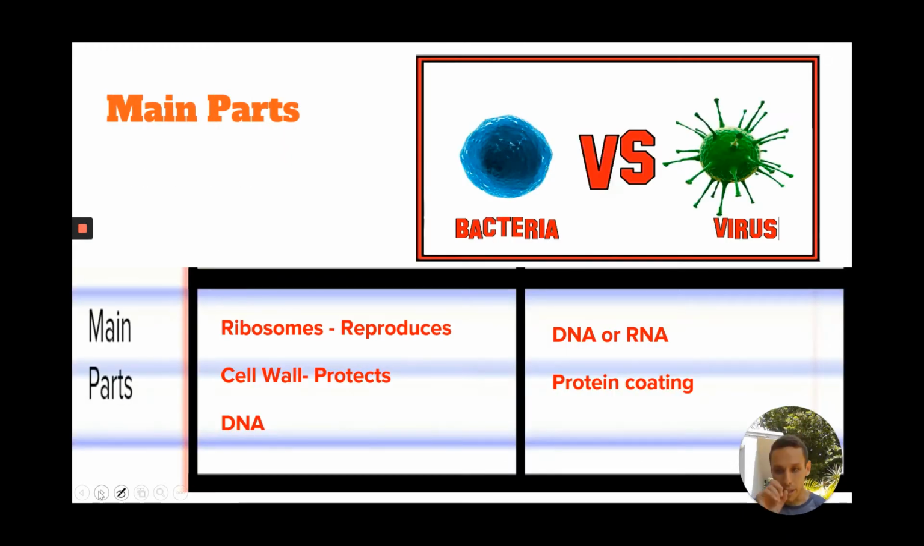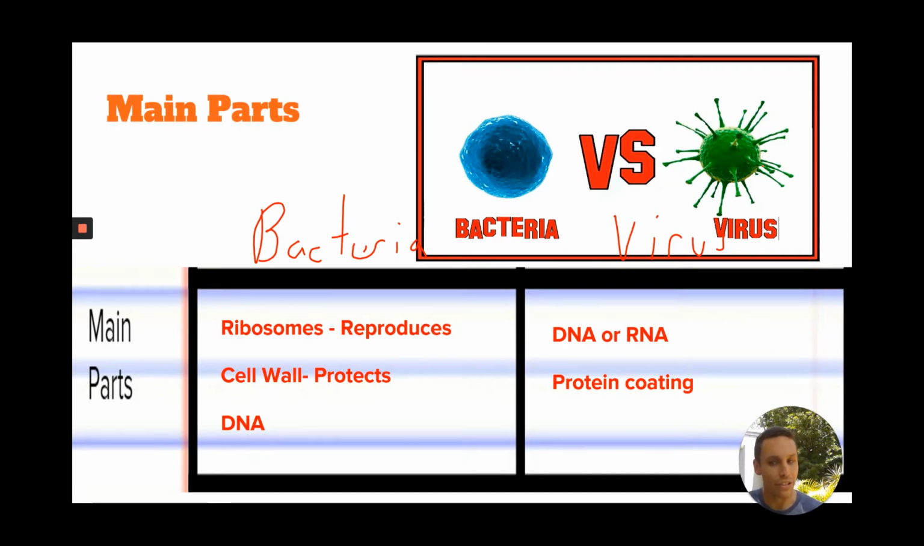All right, so the second row is talking about the main parts of both bacteria and virus. So we have bacteria on the left and then a virus on the right. I want you to go ahead and copy this in, and when you're done, I want you to click continue.